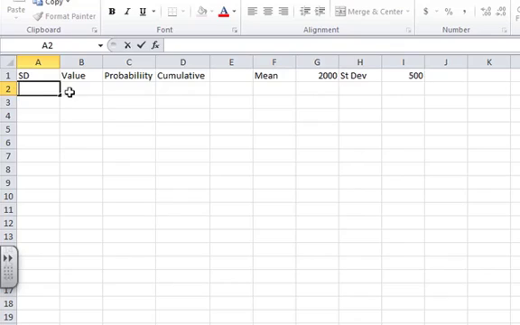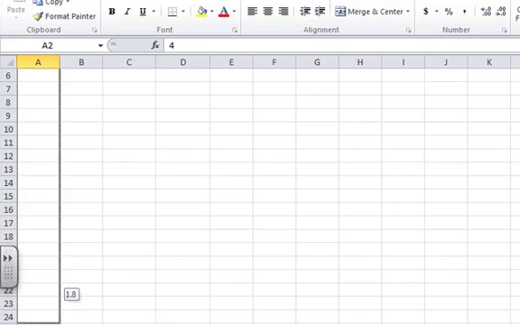What I'm going to do here is create a normal curve that has a mean of 2000 and a standard deviation of 500. So we're going to start off with 4 standard deviations above the mean, and we'll go up or down by 0.1 every time. So what I can do is copy this down to go down to -4 standard deviations below the mean.